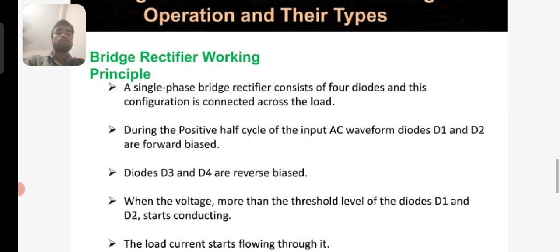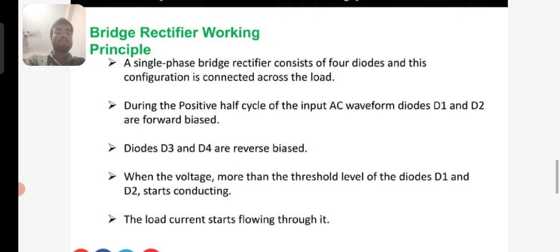Bridge rectifier working principle. A single phase bridge rectifier consists of 4 diodes, and this configuration is connected across the load. During the positive half cycle of the input AC waveform, diodes D1 and D2 are forward biased, and D3 and D4 are reverse biased. When the voltage is more than the threshold level of the diodes, D1 and D2 start conducting, and the load current starts flowing through them.